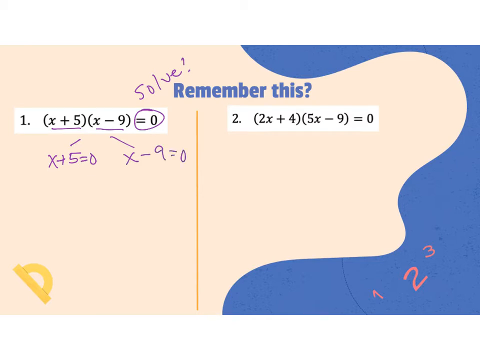Okay, so that's great. So in number 1, I have x plus 5 times x minus 9 is equal to 0. I'm going to split that apart into x plus 5 equals 0 and x minus 9 equals 0. And then I'm going to solve each side separately. So on the left, I got to subtract the 5. I get x equals negative 5. On the right, I need to add the 9, and I get x equals 9. So my two solutions here to that quadratic are negative 5 and 9.